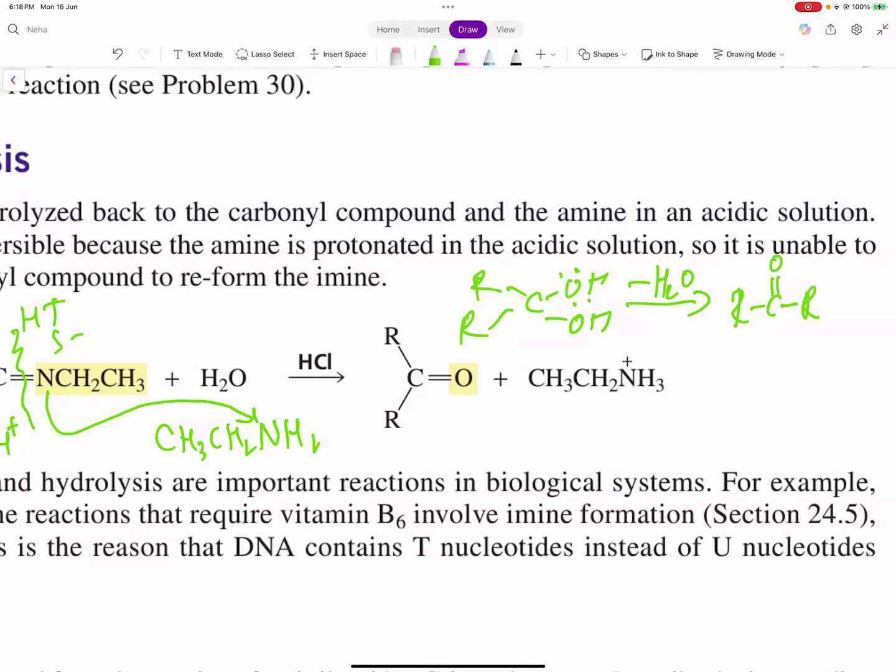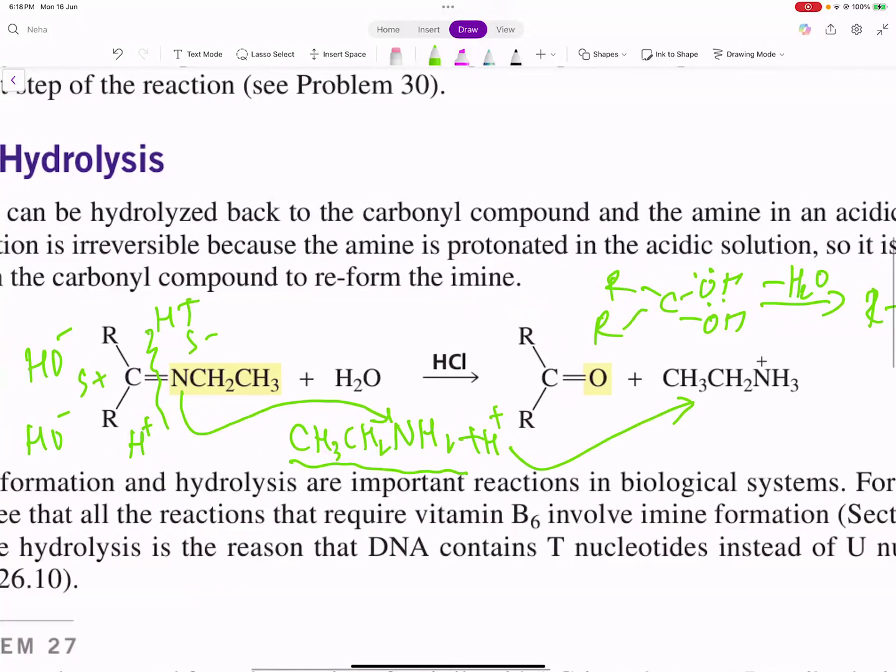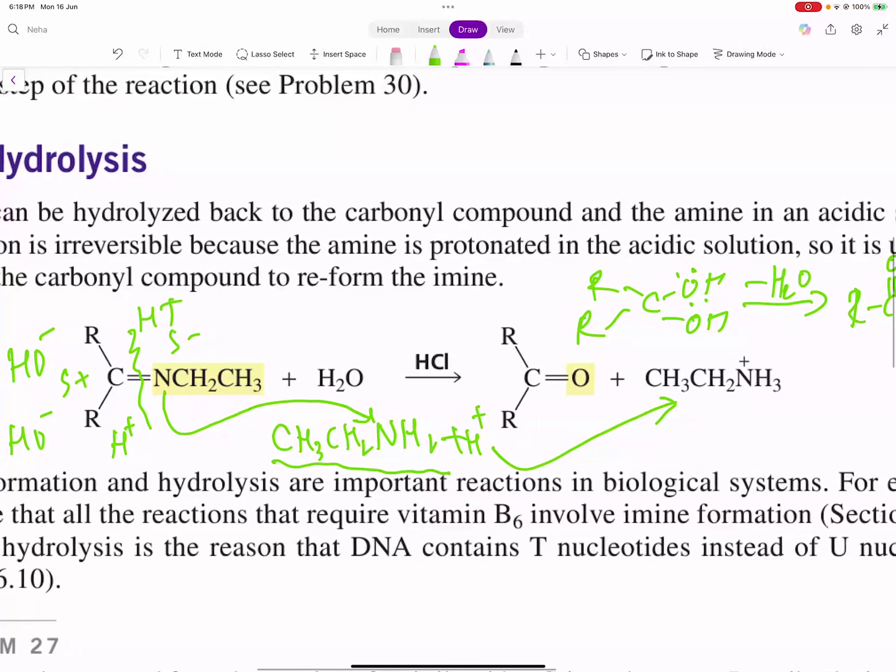Since the medium is acidic, the amine will not be a free amine, it will be protonated. Now this reaction is not reversible, because the protonated amine cannot act as a nucleophile.